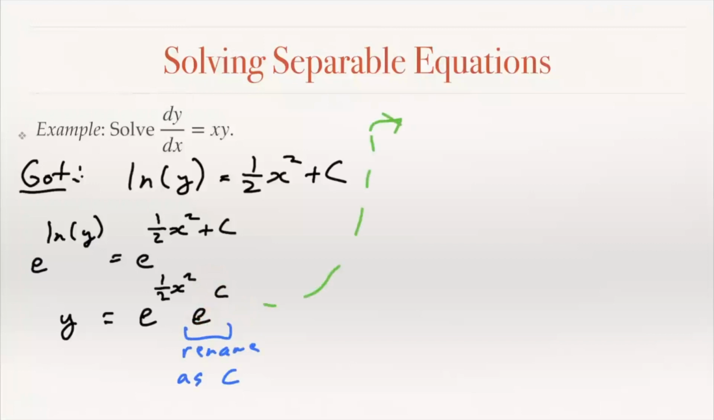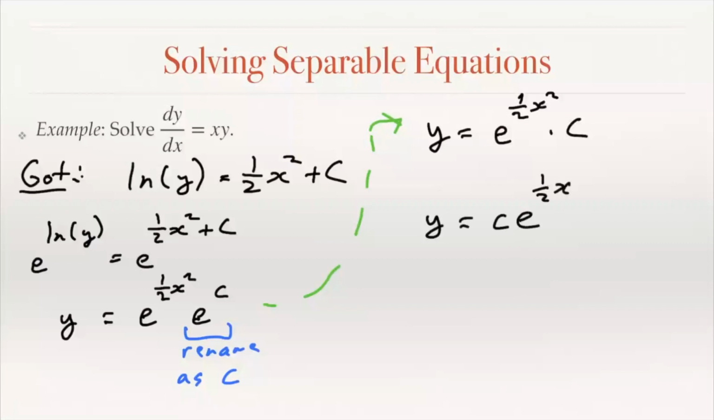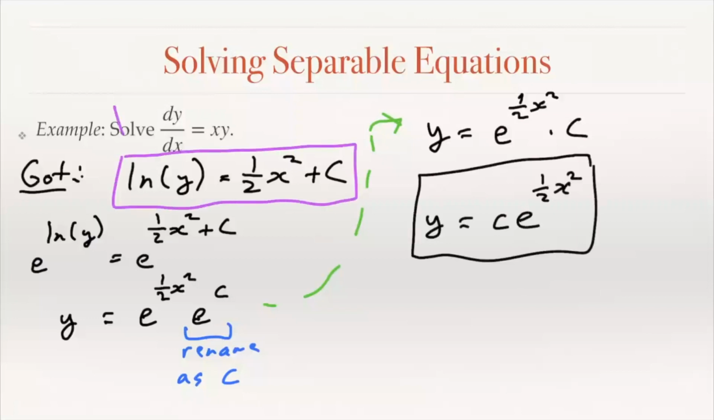What we're doing is simplifying. It's a bit of an abuse of notation. It's not the same arbitrary constant. The point is it's an arbitrary constant. So we wind up with y is c times e to the 1/2 x squared. Okay, so this guy that we initially got, that's an implicit solution, while this guy is our explicit solution.